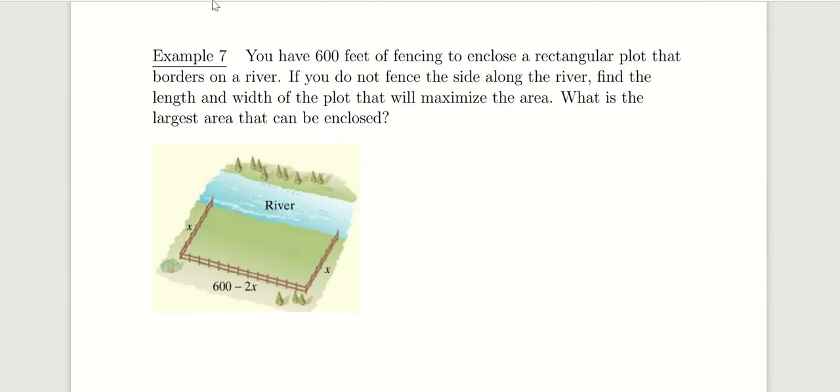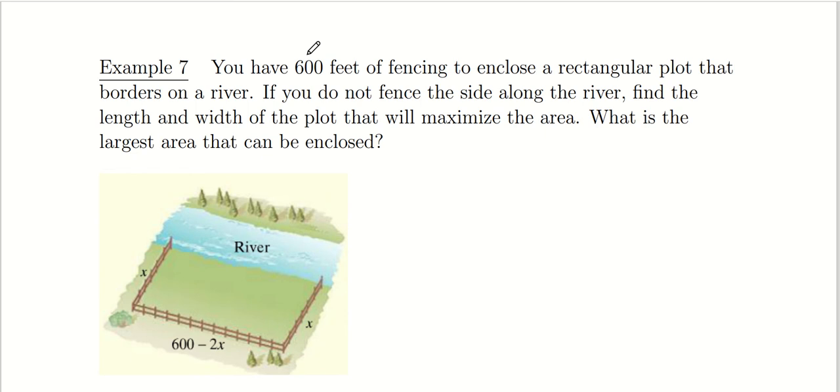Let's take a look at one more. In example 7, it says you have 600 feet of fencing to enclose a rectangular plot that borders a river. So we have some fencing, and we're going to put it around a river so that we have a natural border on this side.